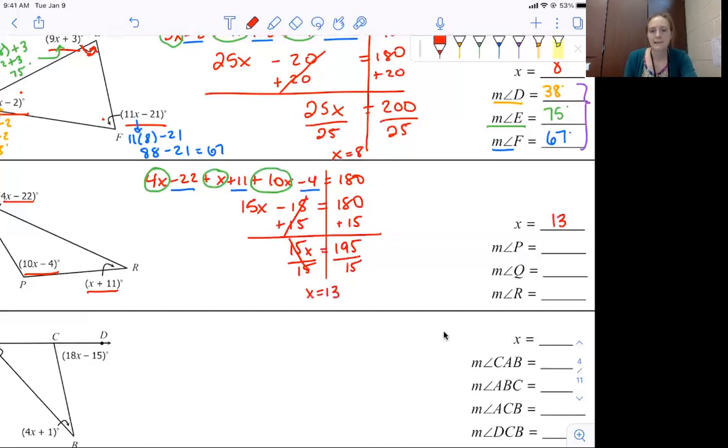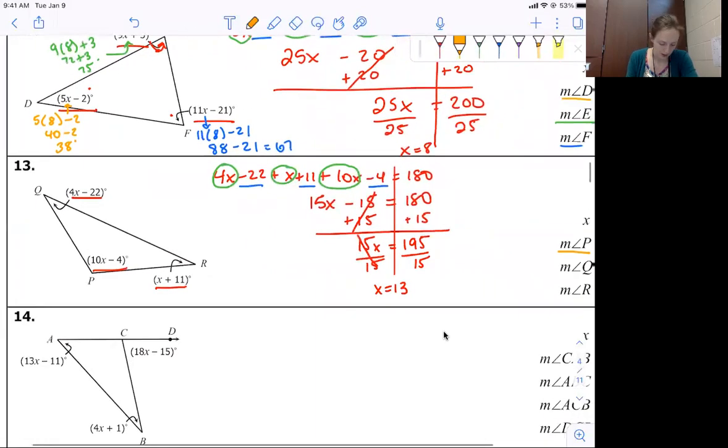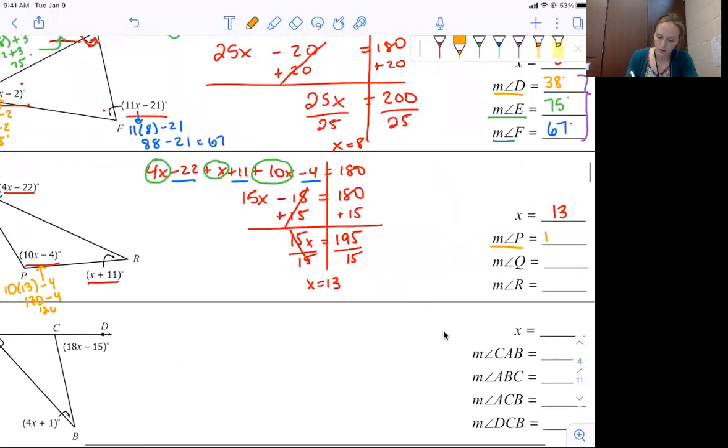Okay. And now I gotta go back and plug in. So I gotta find angle P, Q, and R. So angle P, I'm gonna plug in right here, x equals 13. So 10 times 13 minus 4. 10 times 13 is 130, minus 4 is 126.